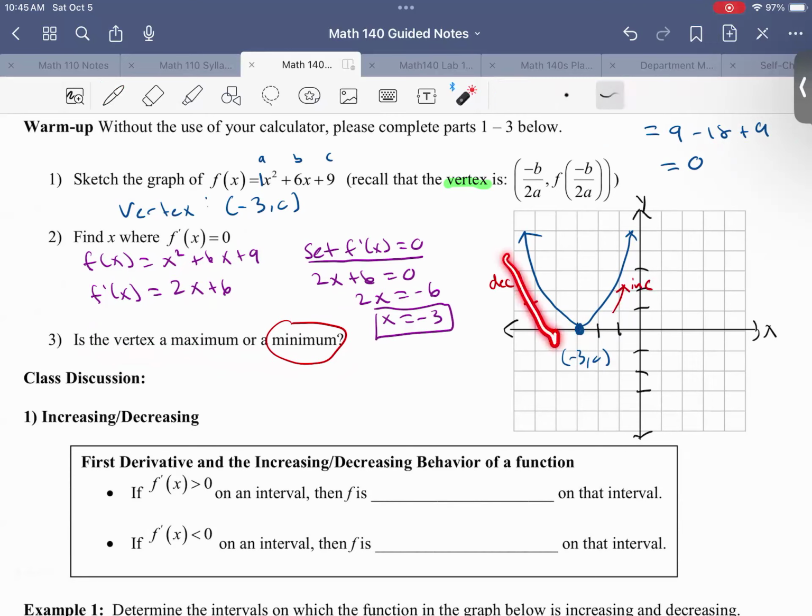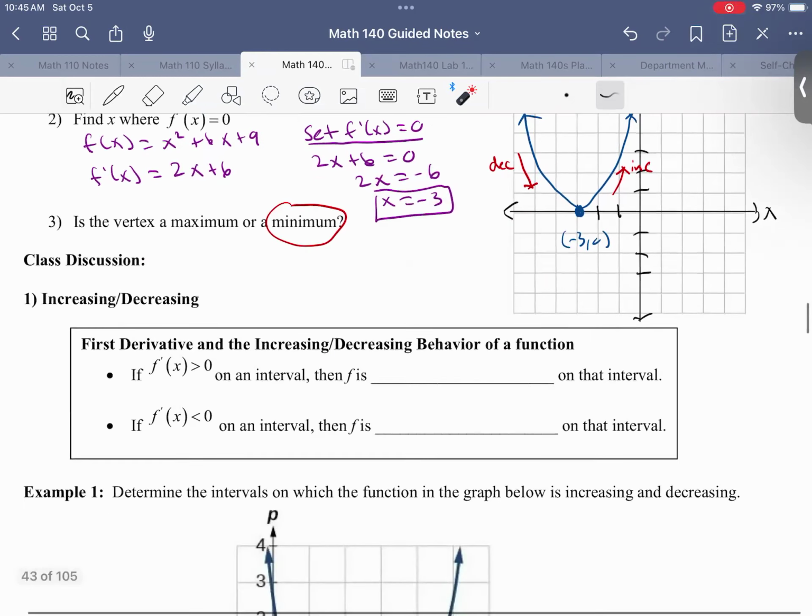So since we're decreasing and then increasing at negative 3, then (-3, 0), this thing is a minimum. Likewise, if it was increasing and decreasing, this thing would be a max. Just a little review of a max and min. But we do have this part here where when we set it equal to 0, it's the same thing as our vertex. So let's go ahead and branch off on that.